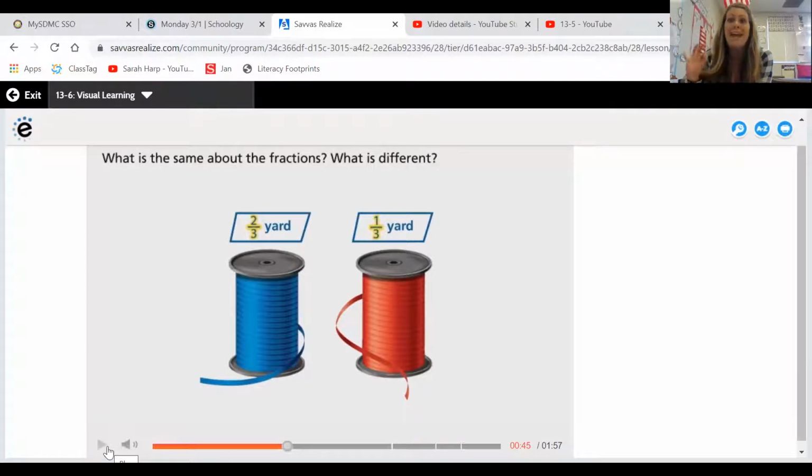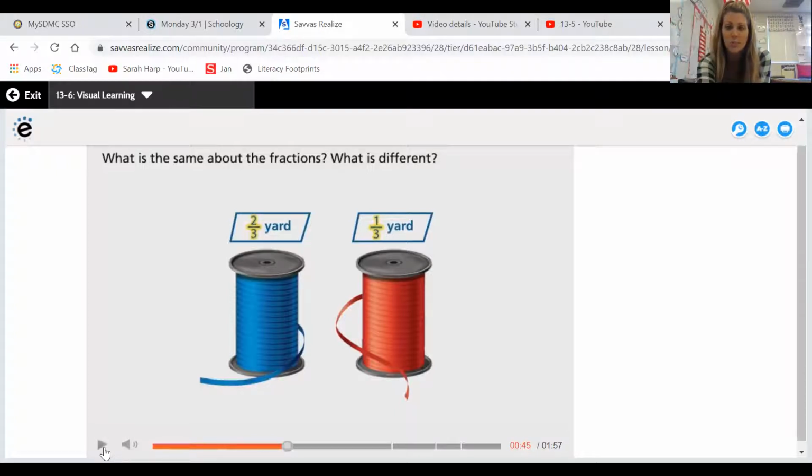Okay, we love when the denominator is the same because then we just look at the numerator and the greater numerator is the greater fraction, right? Did you remember that from yesterday? High five if you did. All right, let's keep watching.